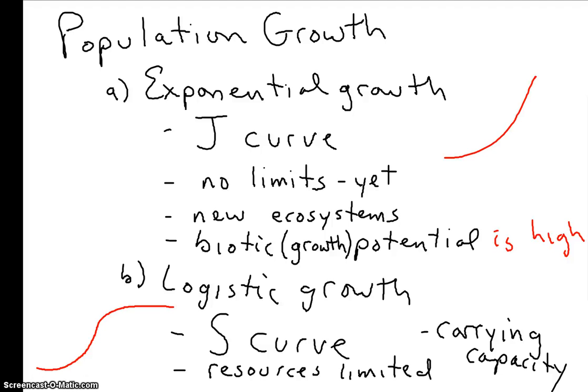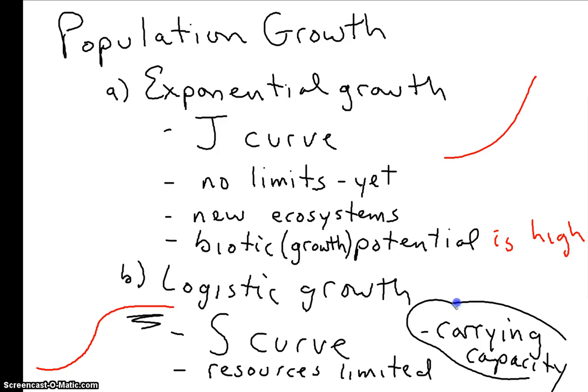The next one down here, letter B, is logistic growth, and that starts off the same as the J-curve, very, very quick increase, but it levels off. So we see the leveling off right here, and so we get the characteristic S-curve. And this is when resources are limited. So if there's not unlimited resources, at some point some of the organisms are going to die off, and they've reached what's called the carrying capacity.